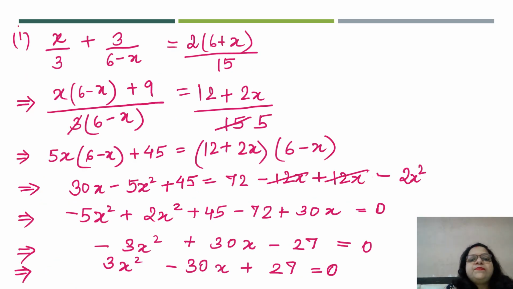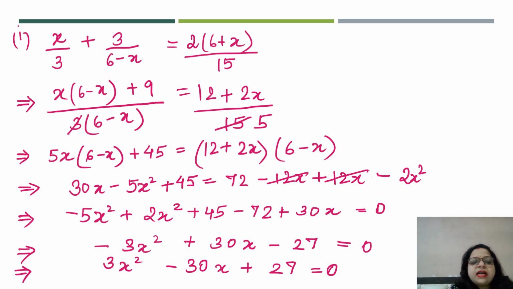So children, coming to the first part, it says x/3 + 3/(6 − x) = 2(6 + x)/15. So we take the LCM: x(6 − x)/... with 3/(6 − x) having denominator 6 − x, we multiply and get x(6 − x) + 9. On the right hand side we get (12 + 2x)/15. Okay. 3 from the left hand side can cancel 15, it will give you 5.